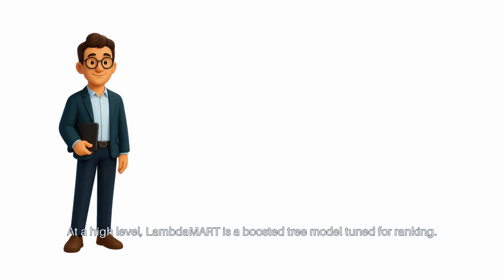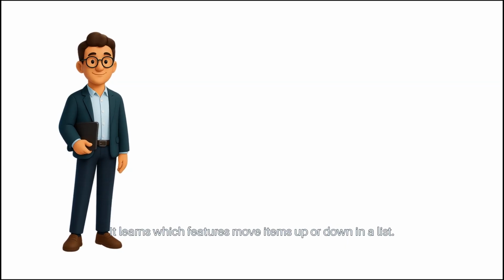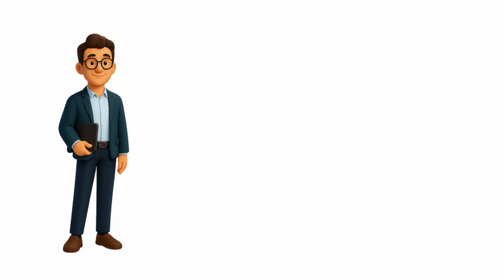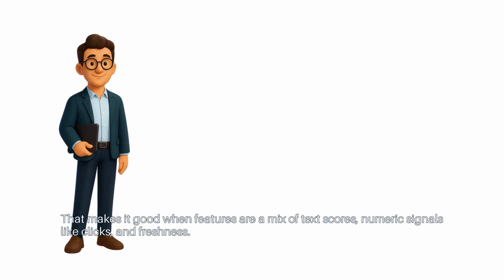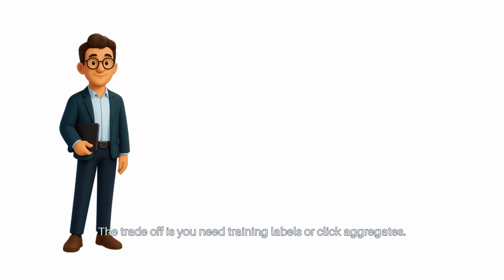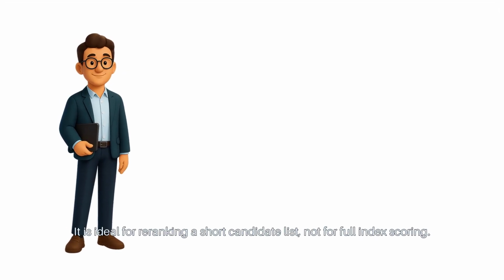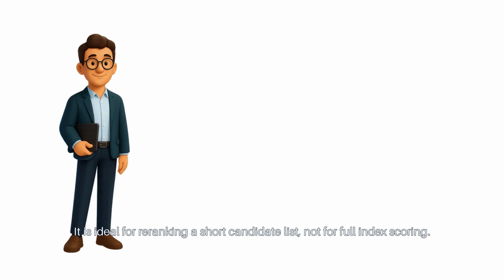At a high level, LambdaMART is a boosted tree model tuned for ranking. It learns which features move items up or down in a list. That makes it good when features are a mix of text scores, numeric signals like clicks, and freshness. The trade-off is you need training labels or click aggregates. It is ideal for re-ranking a short candidate list, not for full index scoring.